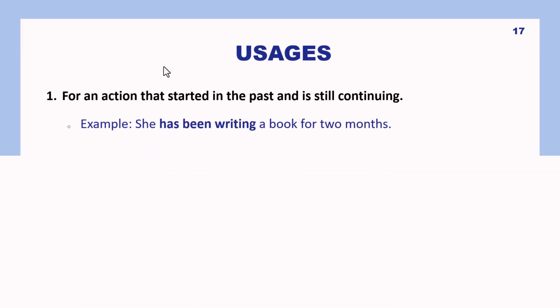Now let's talk about the usages of present perfect continuous tense. The first and most common usage is that we use this tense for an action that started in the past and is still continuing. For example, she has been writing a book for 2 months. It means 2 months ago she started writing a book and she's still writing it. She might finish the book very soon, or she might continue writing the book.